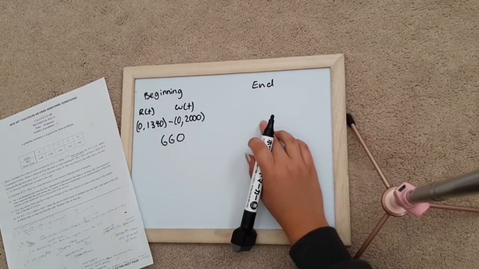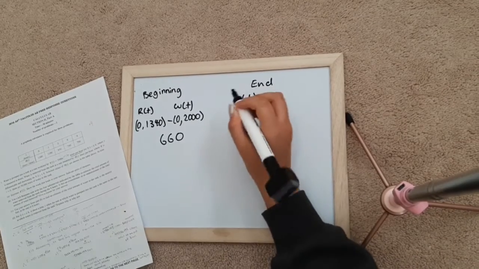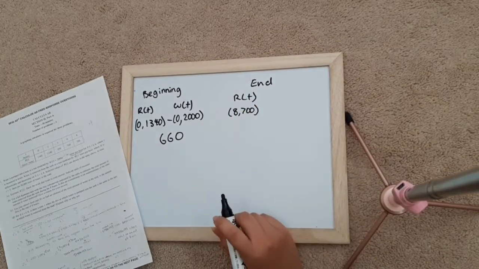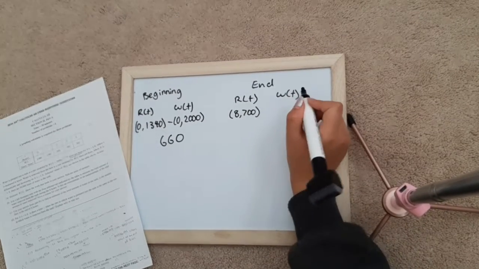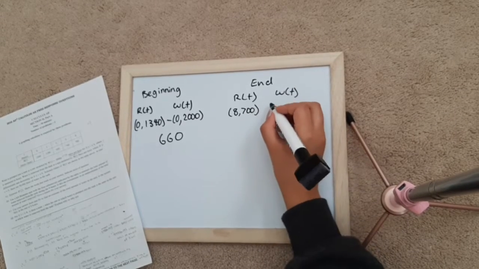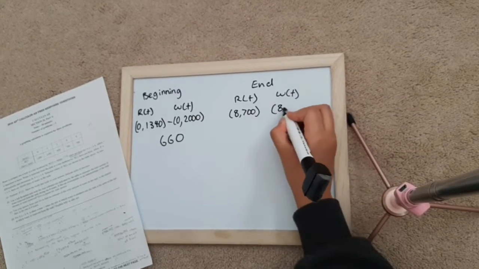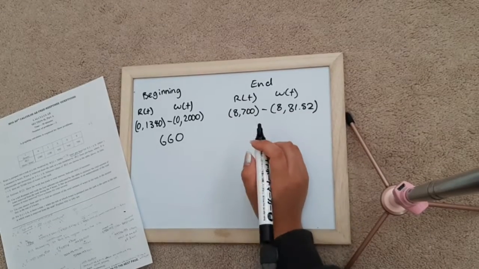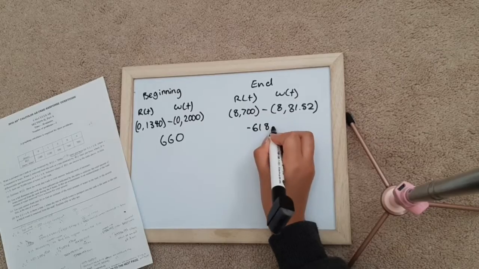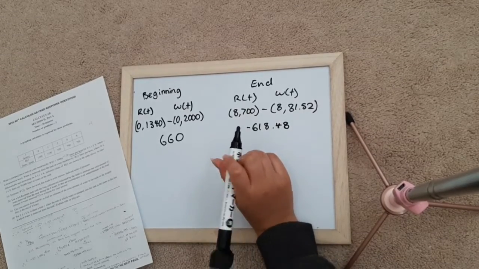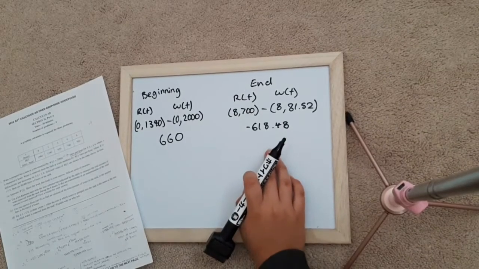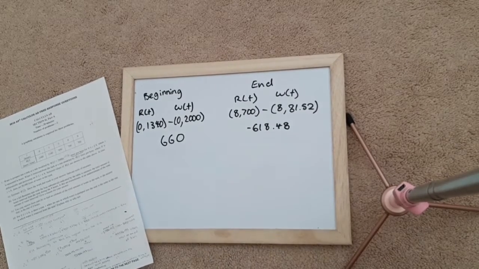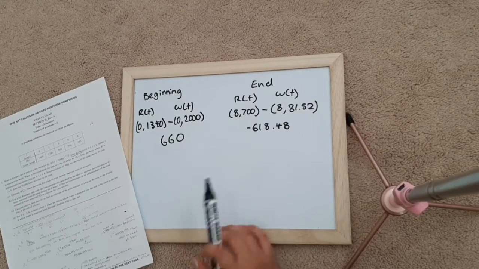So now you want to find the endpoints. So for R of t, once again you use the table, the endpoint is 8. Value would be 700. And then you do the same for W of t. And once again you would plug the equation into your calculator and see on the graph at 8 what the point is. And that would be 81.52. So you subtract these two, and you would get negative 618.48. And you would see that one number is positive and one number is negative. So you know there will be a time where they're the same, since to go from positive to negative, that means it crosses.